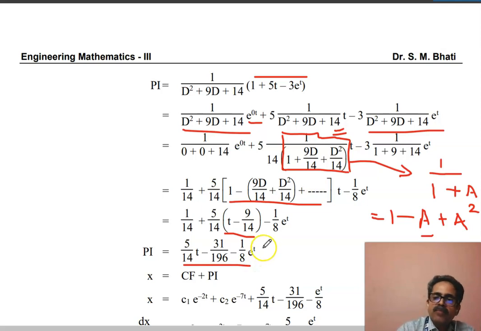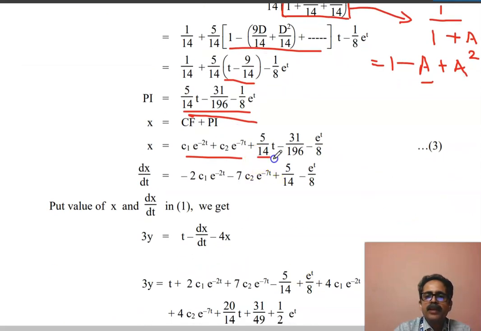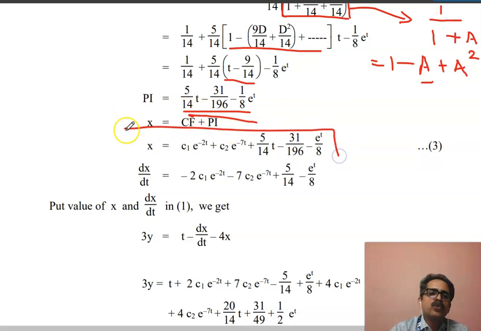And as said above, the solution of the differential equation will have the form x equal to CF plus PI. CF we obtained, we can put in the first term, PI we just obtained, put in the second term, and in this way we have obtained the value of x in terms of t. If you observe, this equation gives you the value of x in terms of t.